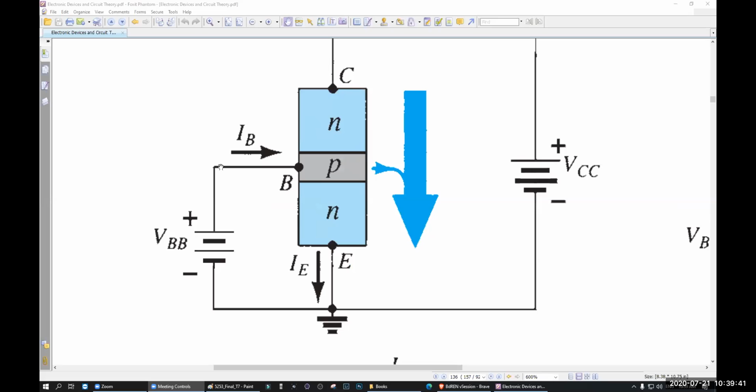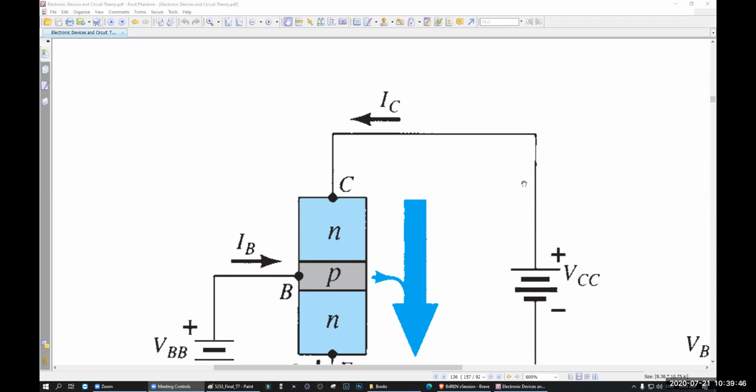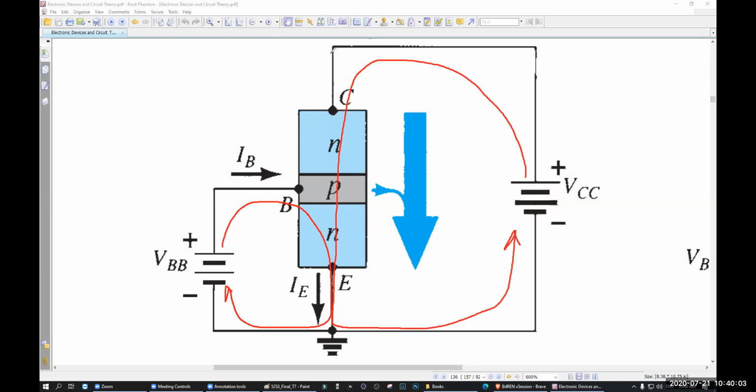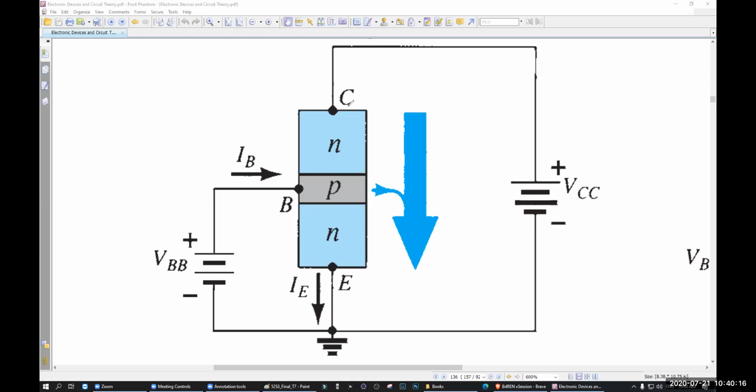What will happen here? Your IB will go to the emitter, along with your IC will go to the emitter. So what is happening here? This current is going like this. This current is going like this. So this is called IC, this is called IB, and both of them mixed together become called IE. Okay? This is called common emitter configuration. This is the configuration we use most of the time.